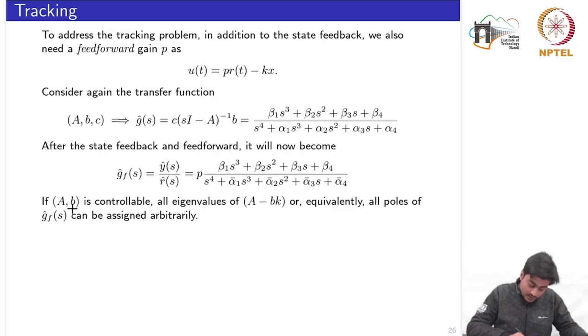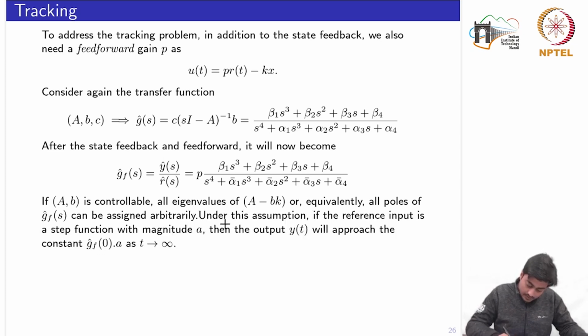So if the original (A, B) pair is controllable, then all the eigenvalues of the new state matrix, including the state feedback gain, or equivalently all poles of this G hat F, can be assigned arbitrarily. This is one of the results we had studied earlier. Now under this assumption, if the reference input is a step function with magnitude A, then the output y(t) will approach the constant G hat F(0) times A as t tends to infinity.